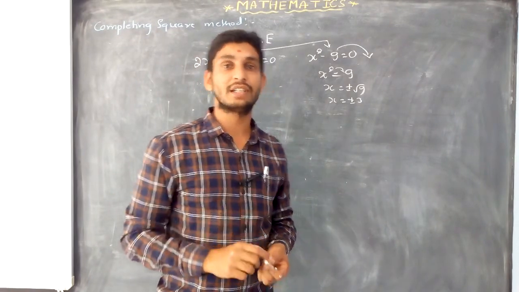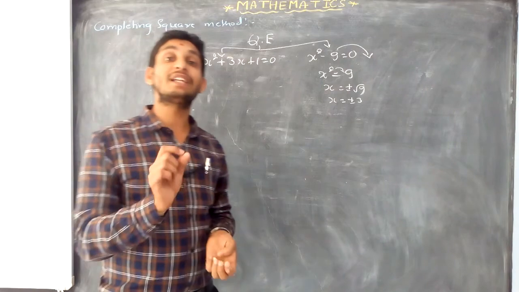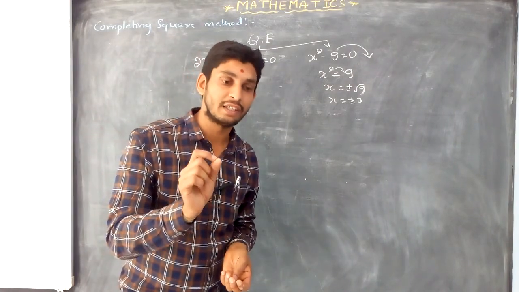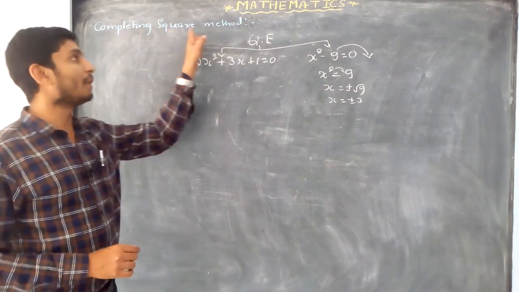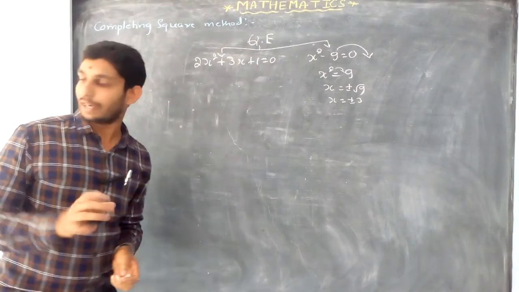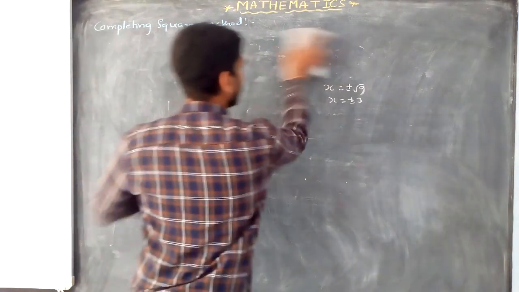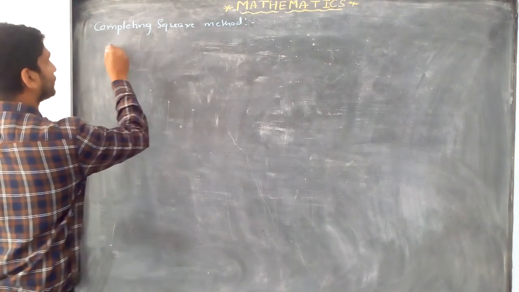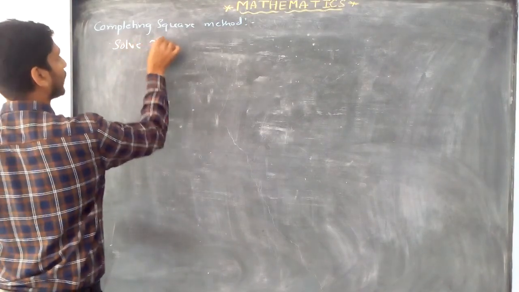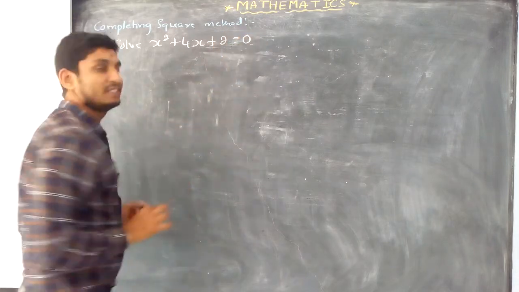In the last class, I had completed how to solve this quadratic equation by factorization method. Is it right? Yes. Now in this class, you are going to study how to solve a problem by completing square method. Okay, let us take an example. The question is, solve x square plus 4x plus 2 equals 0.